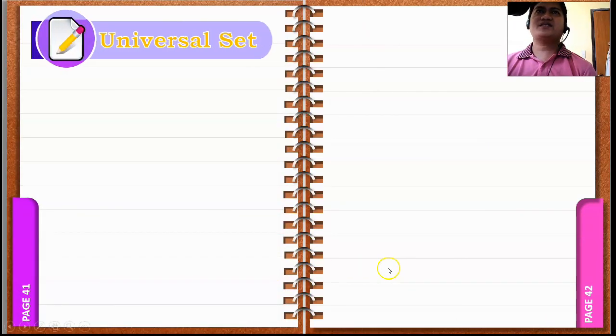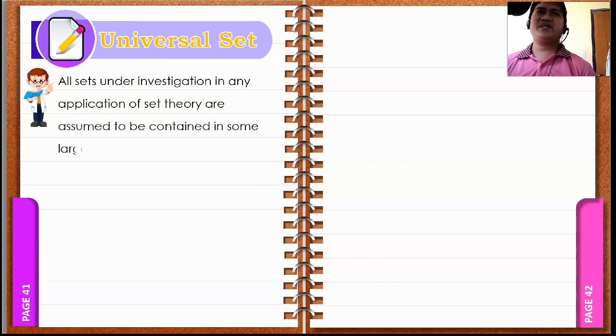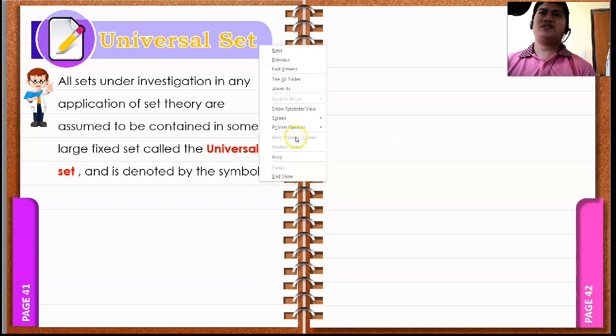Okay, next is the universal set. When you say universal set, all sets under investigation in any application of set theory are assumed to be contained in some large fixed set called the universal set, and is denoted by the symbol U. So this symbol is used.